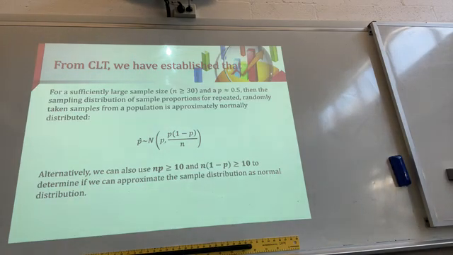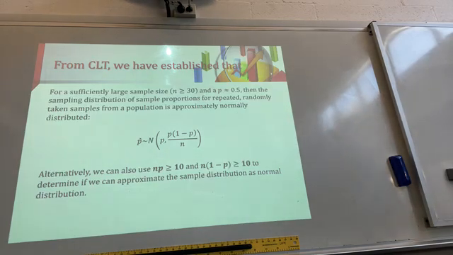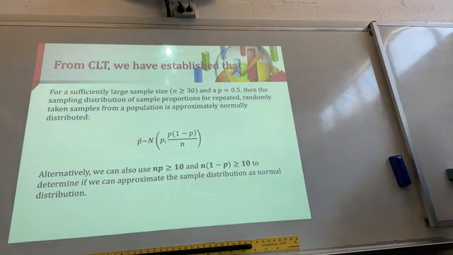Alternatively, we can use np greater than or equal to 10 and n times (1 minus p) greater than or equal to 10 to determine if we can approximate the sampling distribution as a normal distribution. Just note that we're going to use 10. I've uploaded Nelson for you, and Nelson used 5, but we're going to use 10, not 5 as in Nelson. Just make sure that you know it's 10.